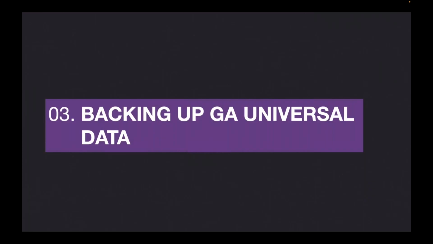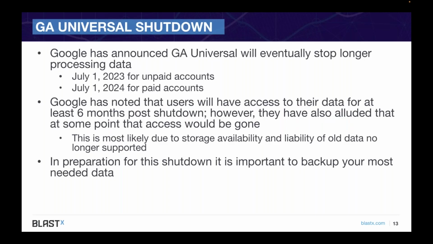So next, we're going to talk a bit about backing up your GA Universal data. The GA Universal shutdown is a big thing that came out recently. Google announced that GA Universal will eventually stop processing data. The day that it will stop processing data will be July 1st, 2023 for unpaid accounts. Anybody who's paying Google for that 360 experience, theirs gets extended for a year, and their GA Universal will shut down on July 1st, 2024.